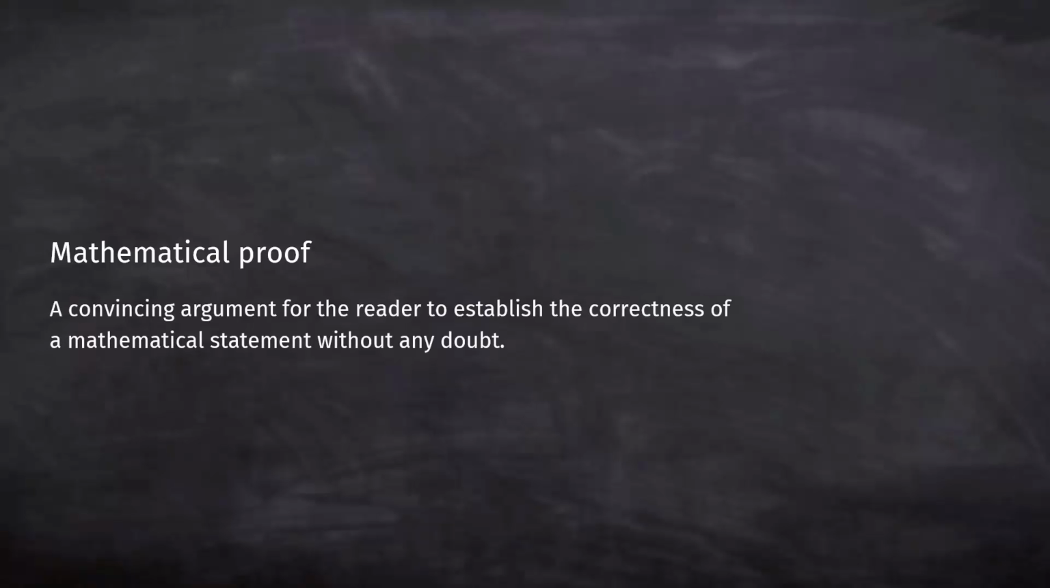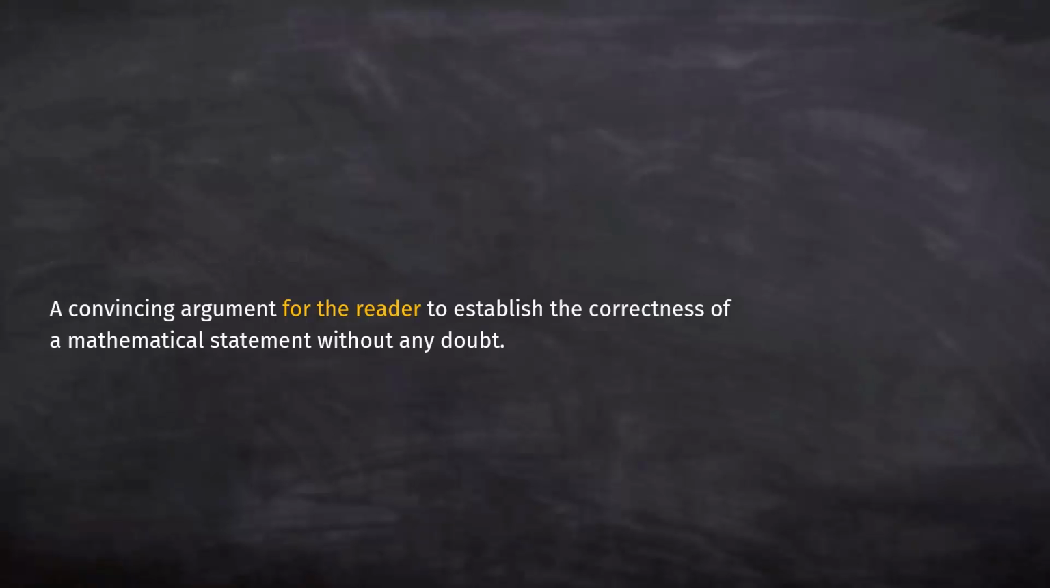So let's get right into it, and let's start by looking at the definition of a mathematical proof. My definition is the following. It is a convincing argument for the reader to establish the correctness of a mathematical statement without any doubt. And even though it's cliché, let us just look at the different parts that make up this statement.